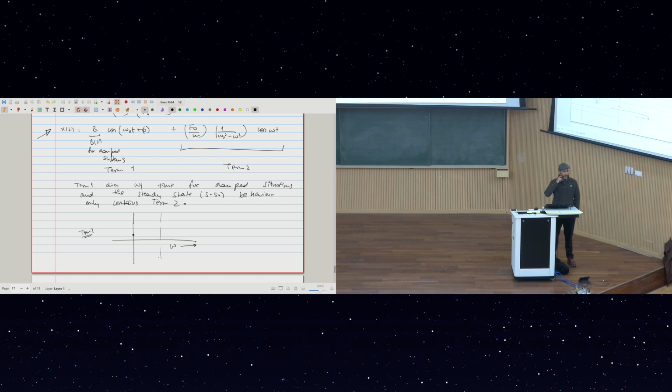It increases because the denominator omega naught squared minus omega squared is getting smaller and smaller, and what happens at omega naught? It goes to infinity, and when you increase it further, let's say you are coming from the other side, then it's negative. This is the amplitude. Okay. What happens at omega naught? Resonance. Resonance happens at omega naught.